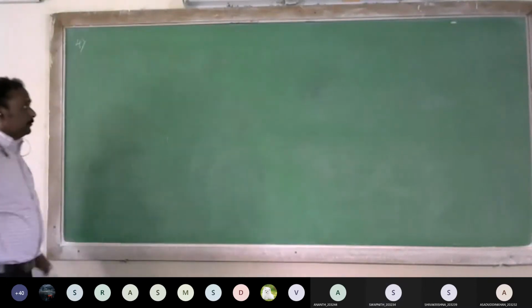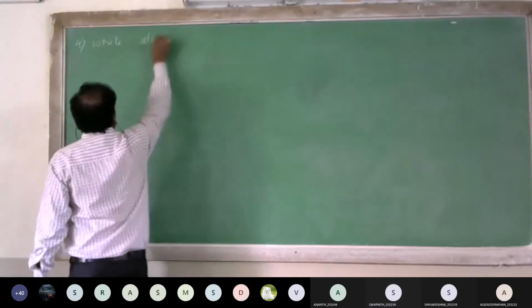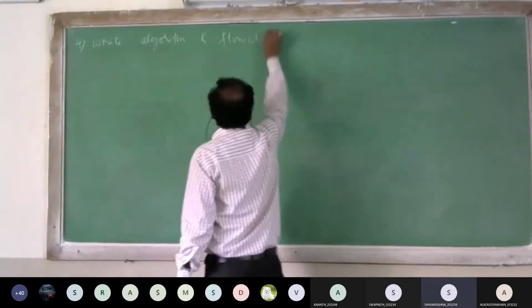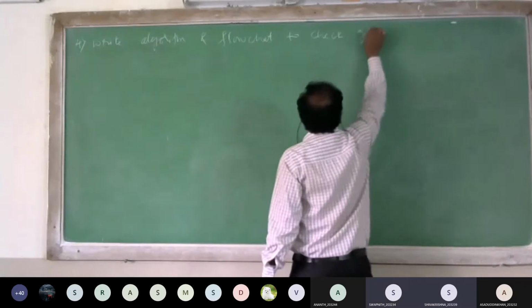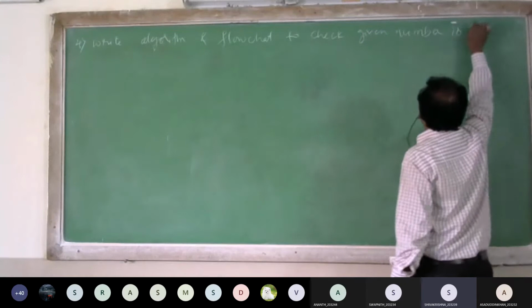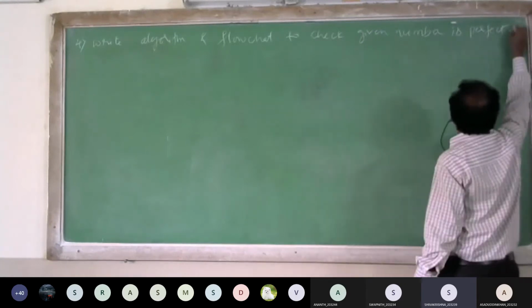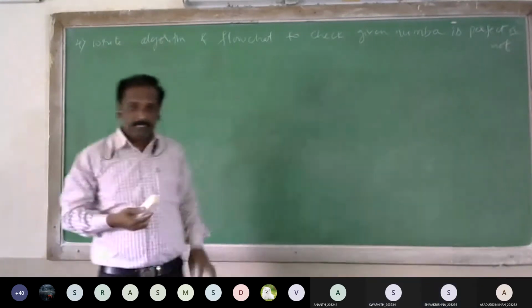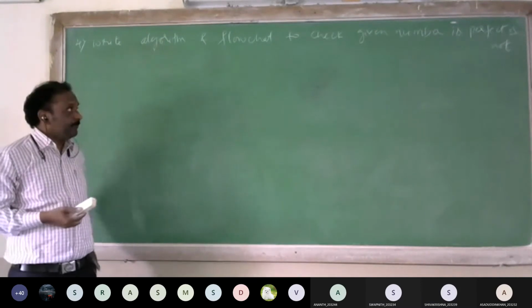So next problem, fourth one. Right? Algorithm and flowchart to check given number is perfect or not.